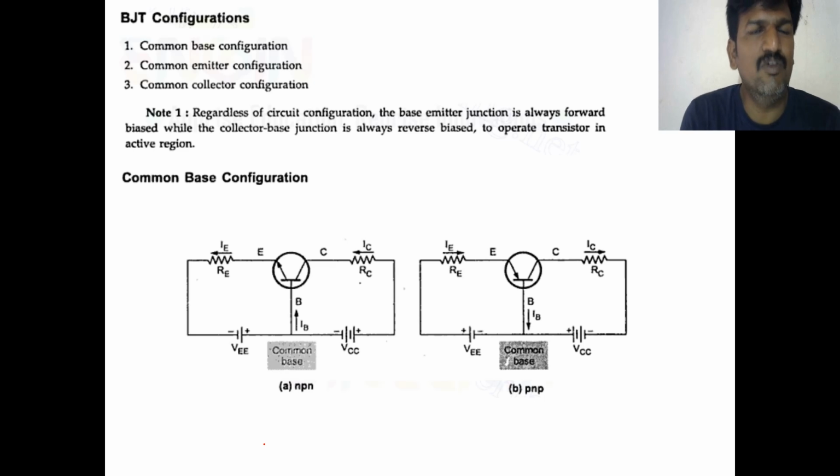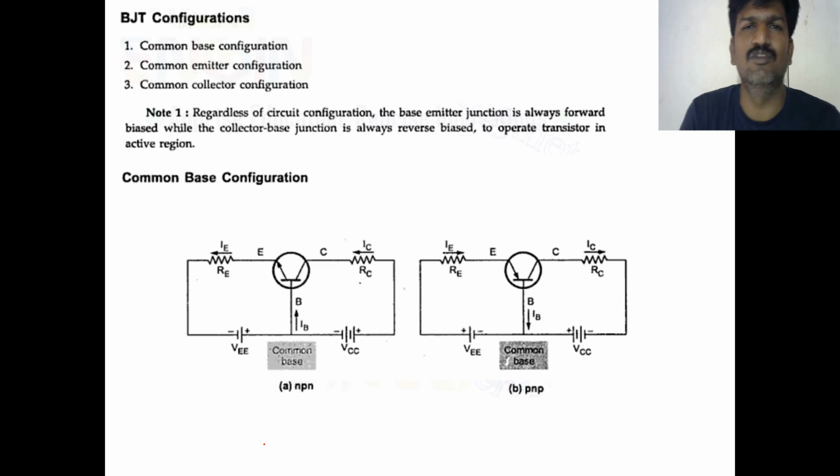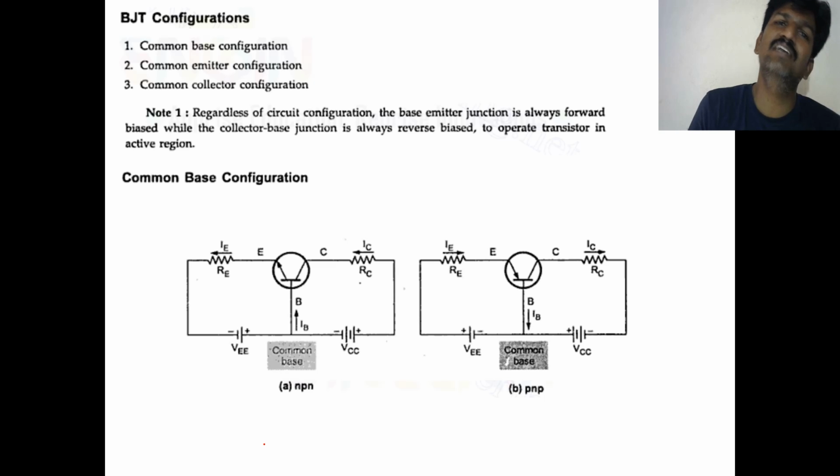Configurations, BJT configurations. What is the meaning of BJT configurations? It means how many different ways you can connect your circuitry, that is, you can call it a configuration. How many different ways you can ground the terminals of your transistor, that also you can call a configuration. Sometimes you can ground the base, sometimes the emitter, sometimes the collector. If you ground the base, you call it a common base configuration, because ground itself is the base for the emitter and collector, so you say common base configuration.